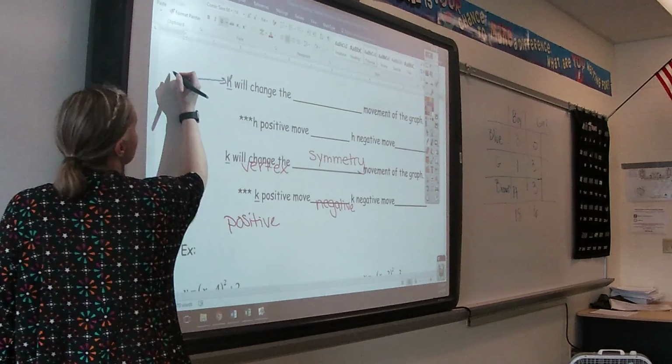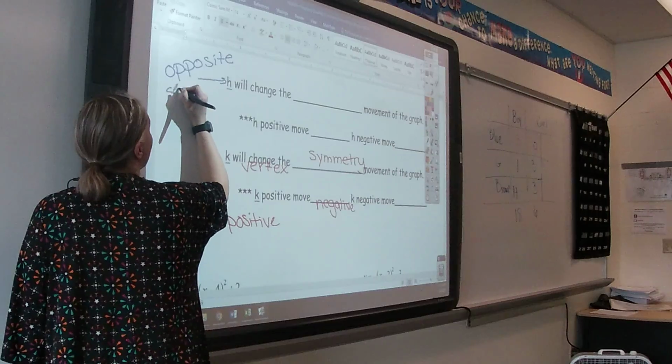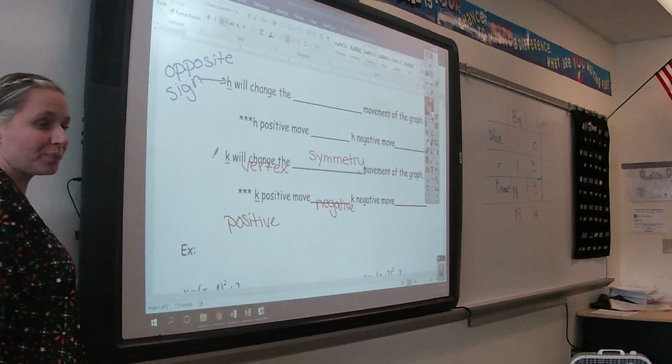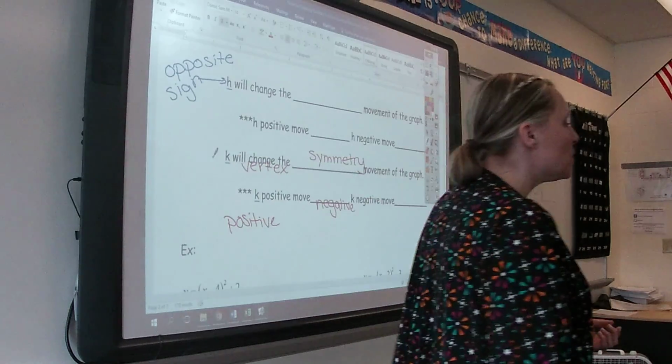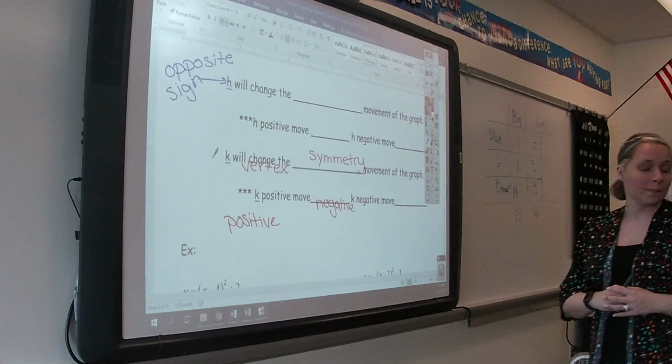Okay, that tells us that we're always going to have to take the opposite sign to find h. Just like in point-slope form, that subtraction symbol, right, when we pulled out that ordered pair, we always had to take the opposite sign because the subtraction was part of the formula. Same thing is happening here.